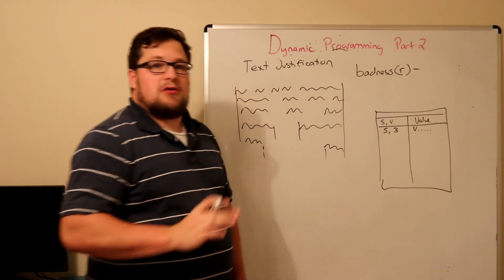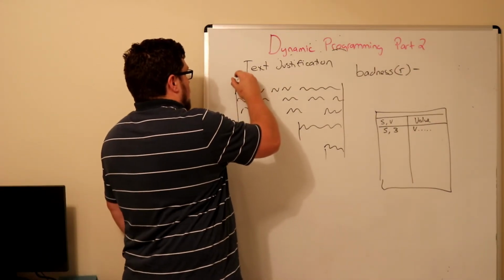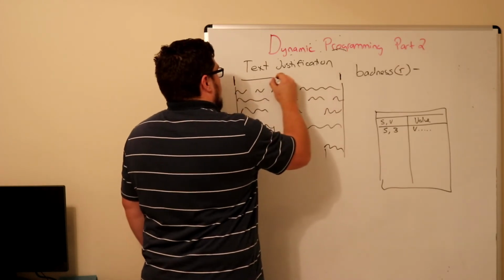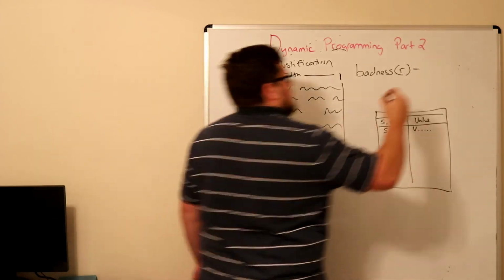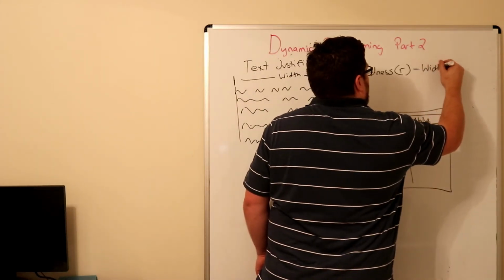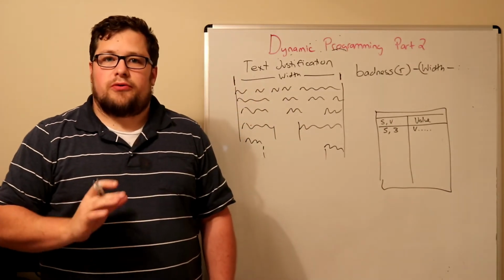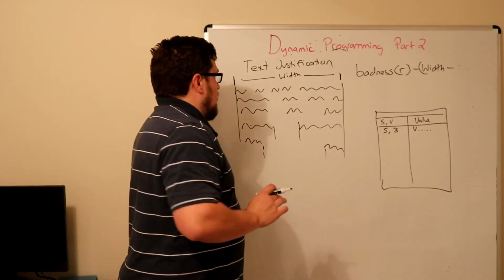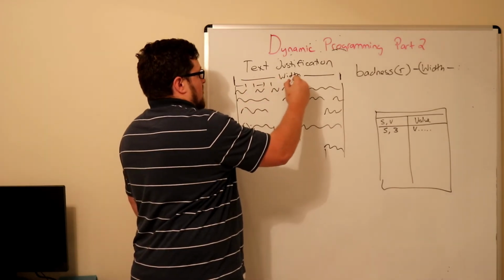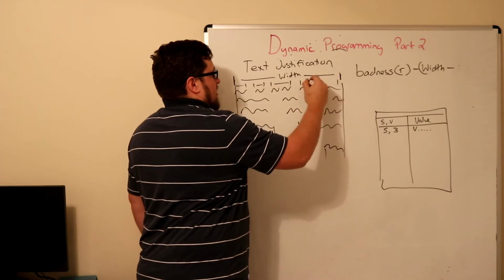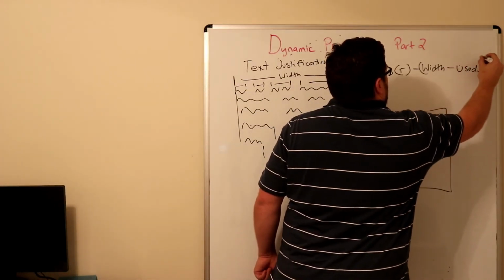The badness of a particular row can be counted as total width. So if we were to look at this as total width, and minus the actual used characters. So what does that mean? It's like, what is the width of this plus that plus that? So minus used, and then they cube it.